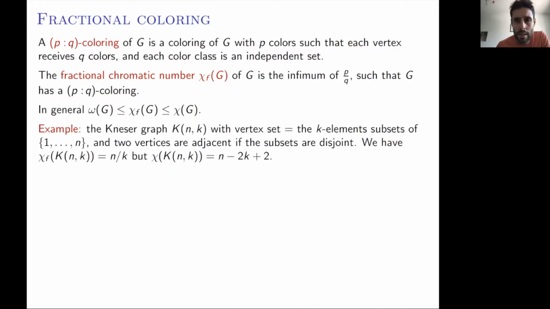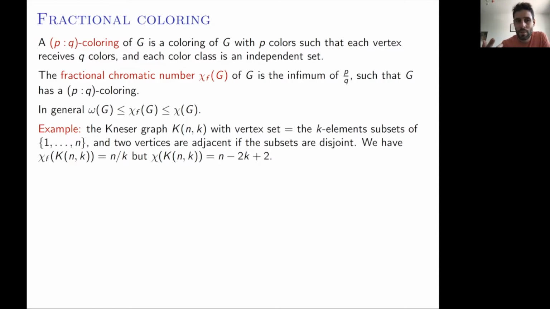And one interesting example where you can see that it can be very, very much smaller than the chromatic number is the example of Kneser graphs. So the Kneser graph K(n,k) is a graph whose vertices are the k-element subsets of 1 up to n, and 2 vertices are adjacent if the corresponding k-element subsets are disjoint.